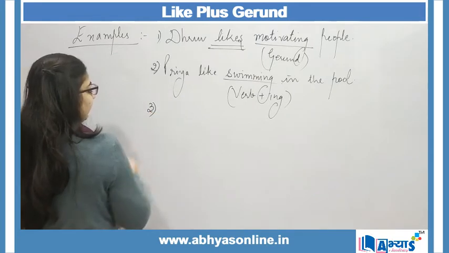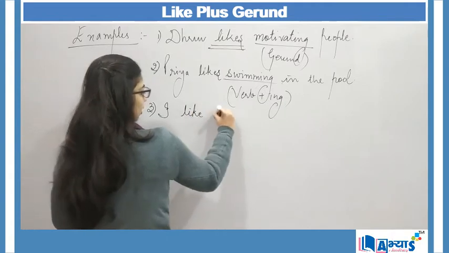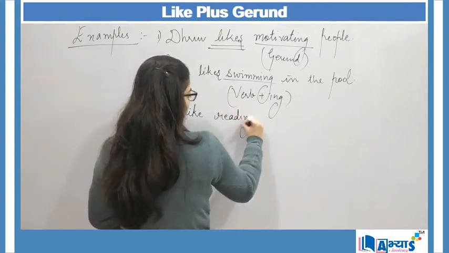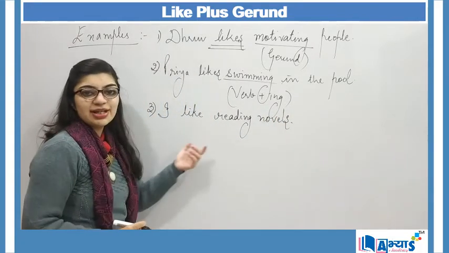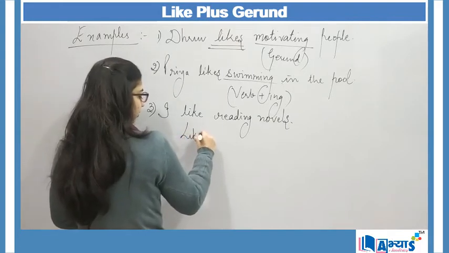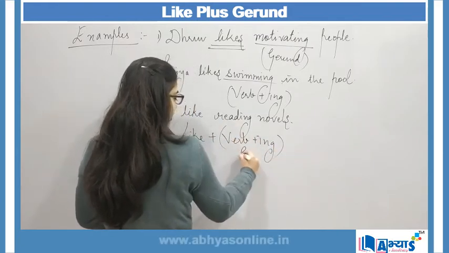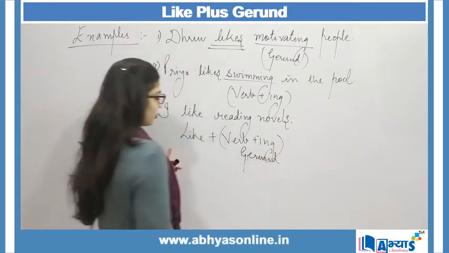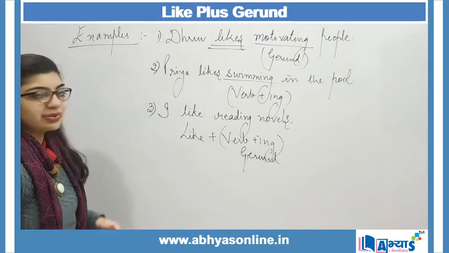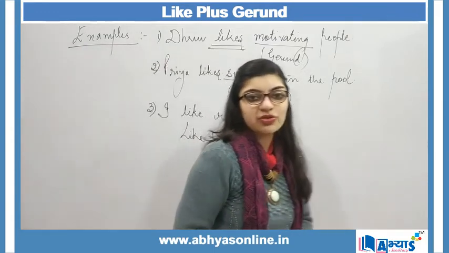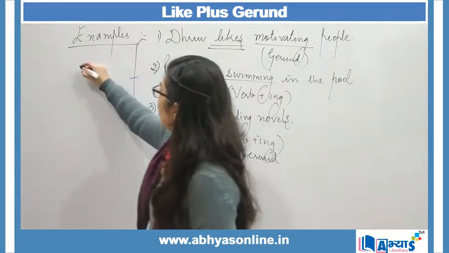Next example can be, I like reading novels. Again, it is like plus verb plus ing, and verb plus ing is equal to gerund. So like plus gerund can be explained through this example as well. Now, in all three examples, I have always used like in a positive way, which means that I have made an affirmative sentence. All these three are the examples of affirmative sentences.